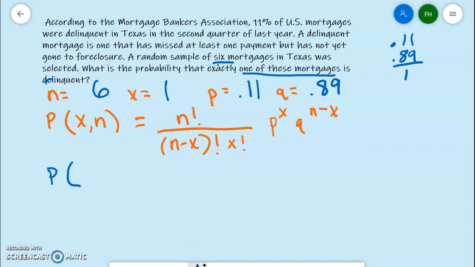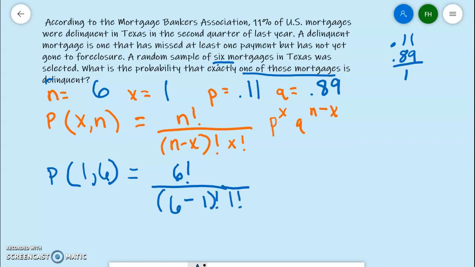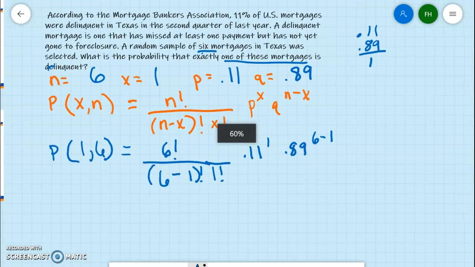We know that we want the probability of 1 success out of a sample size of 6. N factorial would be 6 factorial, and then N minus X factorial, 1 factorial. I'm just plugging in. We know that P is 0.11 to the X power, which would be 1, and Q is 0.89 to the N minus X, which would be 6 minus 1. So let's simplify this.